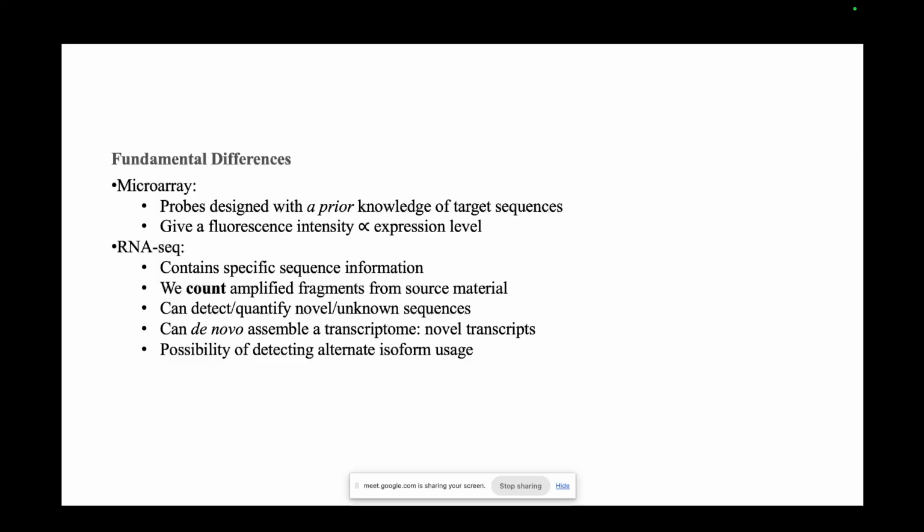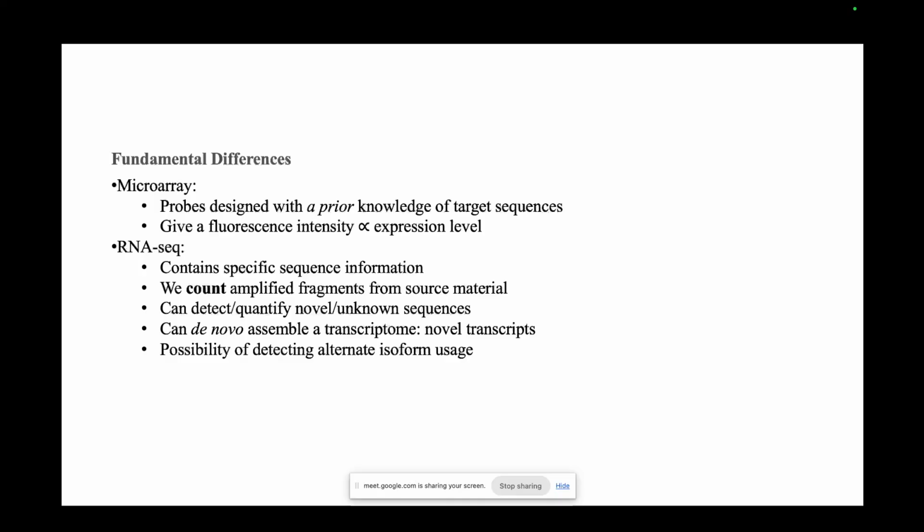Now, we talked about ESTs, then we talked about microarrays. This next step of technology advancement brought us to RNA sequencing, right? So what are the fundamental differences? Why do you want to do RNA sequencing compared to microarray, because microarray looks simple enough, right? The difference is that in microarray, probes are designed with prior knowledge of the target sequence, because you know a particular sequence of RNA and you just want to find out if that RNA is getting expressed in the cell or not. That is all you want to do.